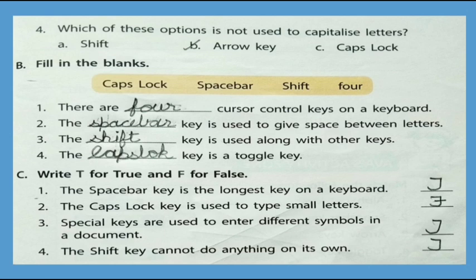The space bar key is used to give space between letters. The shift key is used along with other keys. The caps lock key is a toggle key. Now write true or false. The spacebar key is the longest key on a keyboard. So this is a true statement.